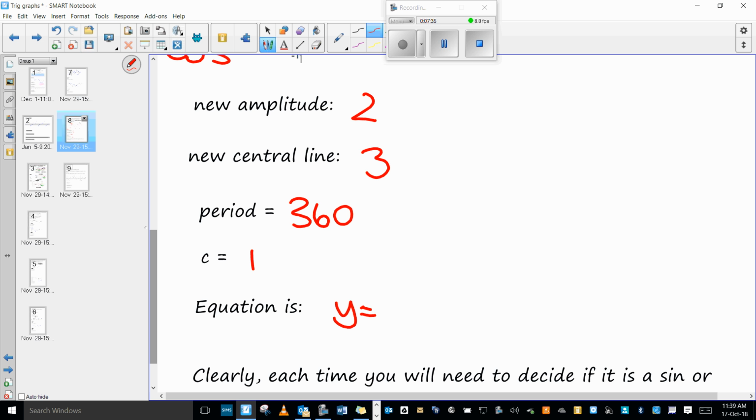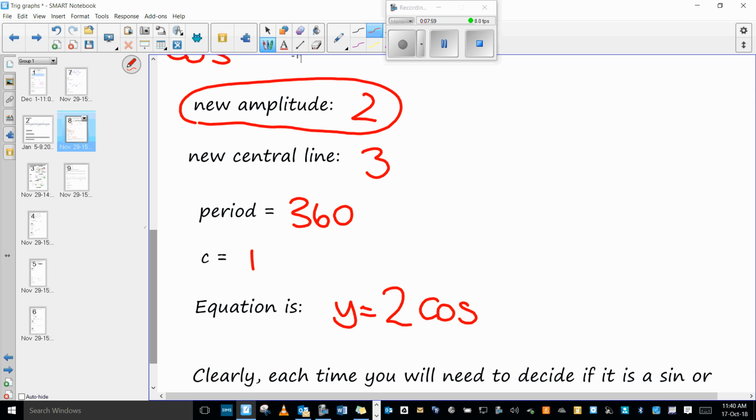cos, and then 1. Right? Not quite, because our amplitude has changed. 2 cos.